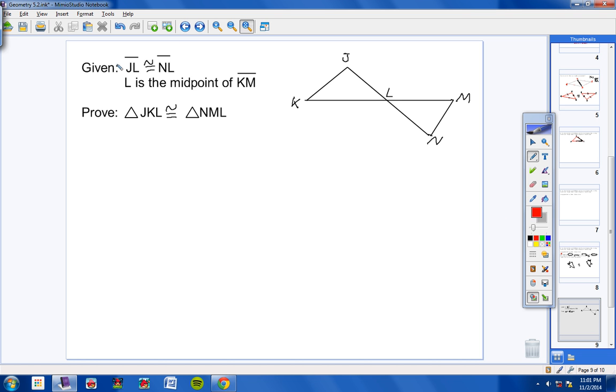Go ahead and put the word given, and then put a colon, and then list all this stuff out, okay? That's what you're given. This is what you know to be true right here, okay? This is what you're trying to prove right here, okay? You're trying to prove that these 2 triangles are congruent. So take a second and go ahead and copy all this down.